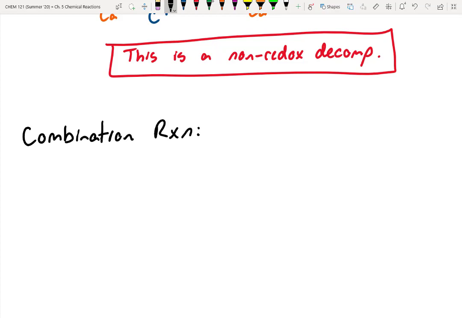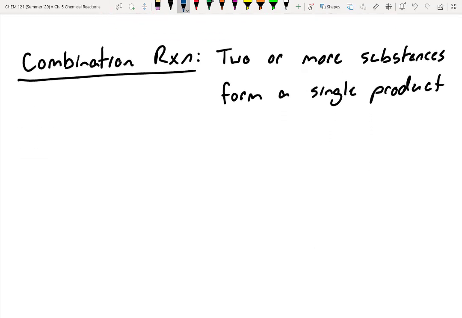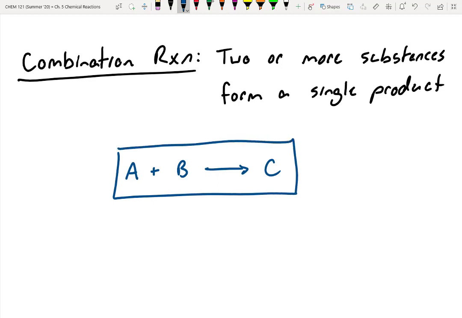And these are quite obviously going to be the opposite, right? So we're going to combine two things. It's in the name. So it occurs when 2 or more substances form a single product. So if we think about this, we could have 2 substances in this case. We could have more, but I'm just doing 2 here. They're going to combine and form one single product. So it would look something like this.